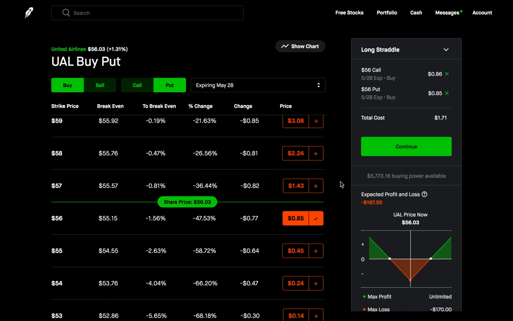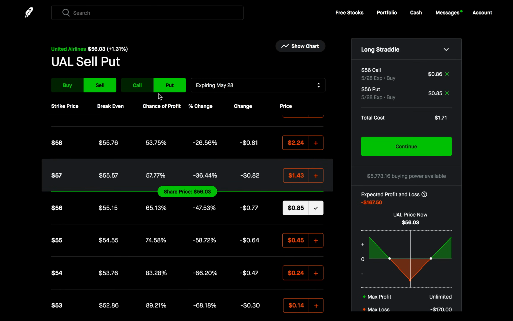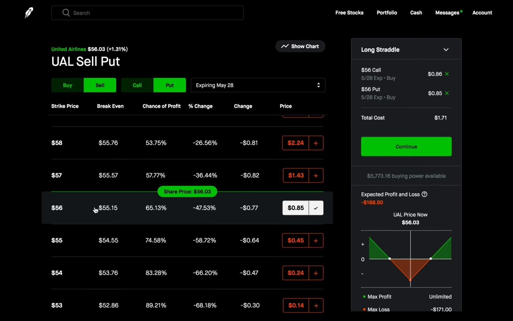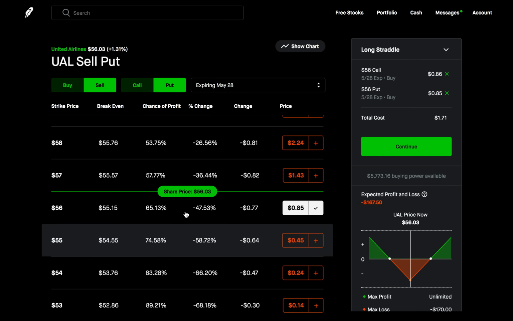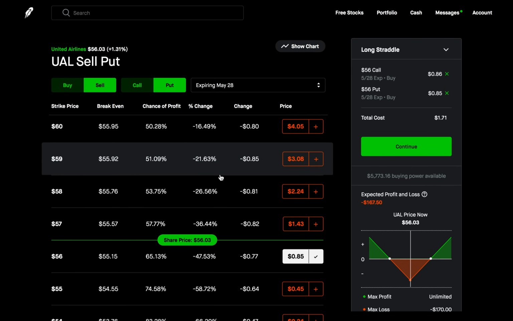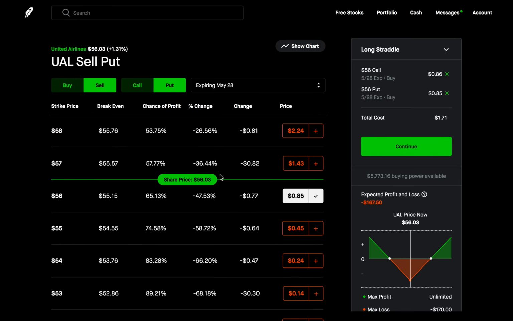What we're going to do now is go to sell, and we're going to start by selling an out of the money put. Remember, out of the money for puts is where the strike is lower than the share price. So since these strike prices are less than the share price here, these are out of the money. These up here would be in the money. So we're going to sell one out of the money put.